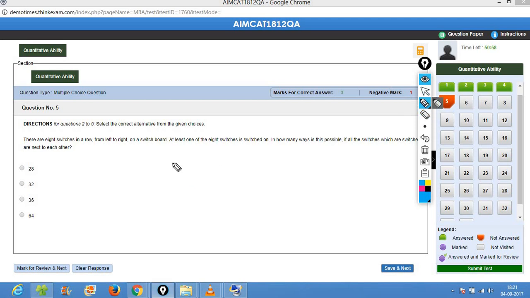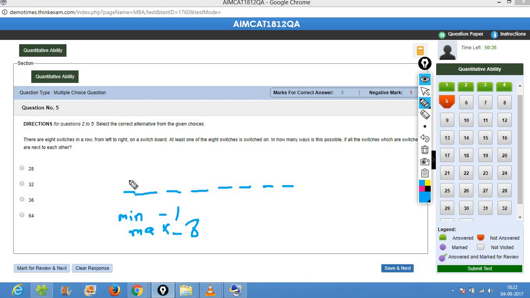Next. There are 8 switches in a row from left to right on a switchboard. At least one of the 8 switches is switched on. At least one, minimum 1, maximum 8. In how many ways is this possible? All the switches which are switched on are next to each other.